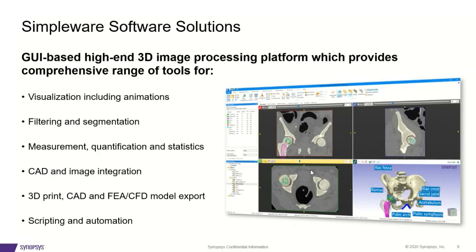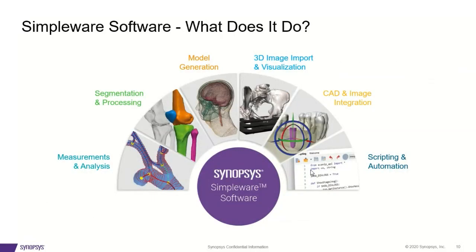And for anything you can click within the software, you can script it in Python, C#, or Visual Basic, and you can automate quite a bit of the workflow through macros and things of that nature. So what does the software do? Going from left to right here, it does measurement and analysis, segmentation, processing of your image data, generating models, 3D image import and visualization, CAD and image integration, and then again, scripting and automation of your workflow.